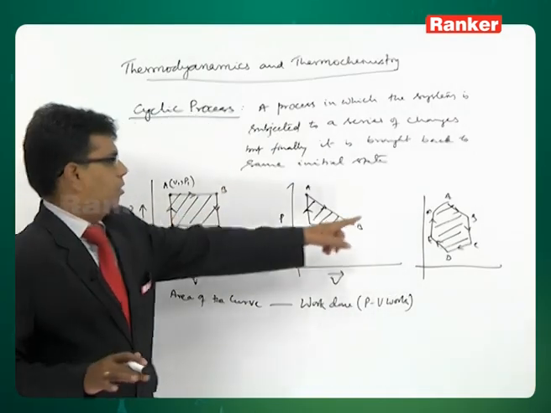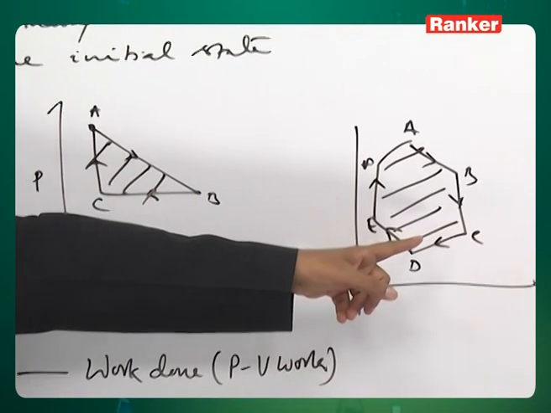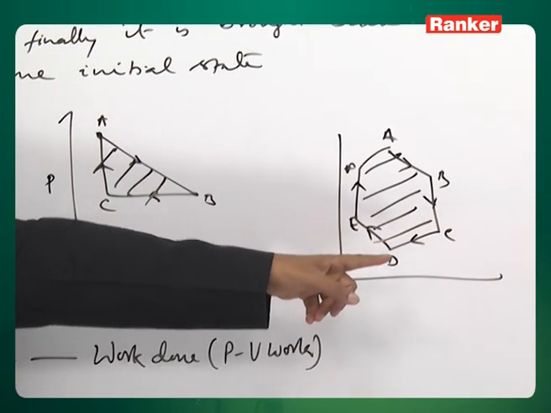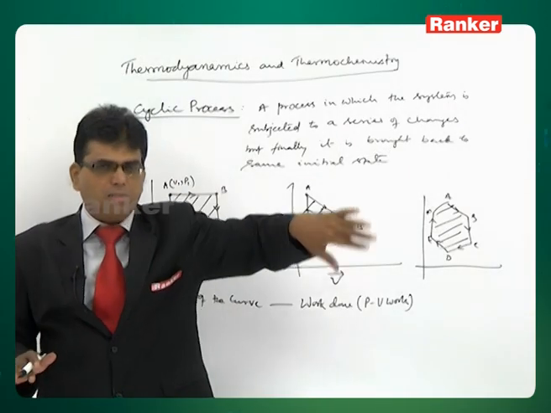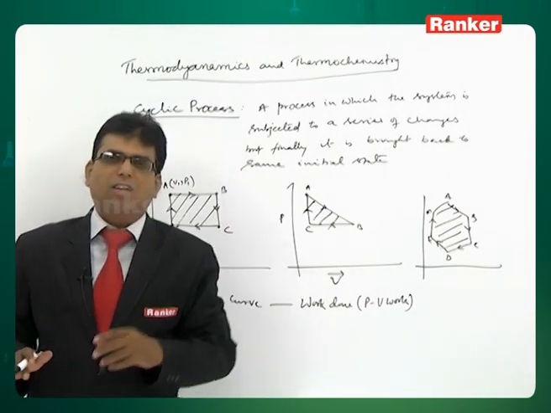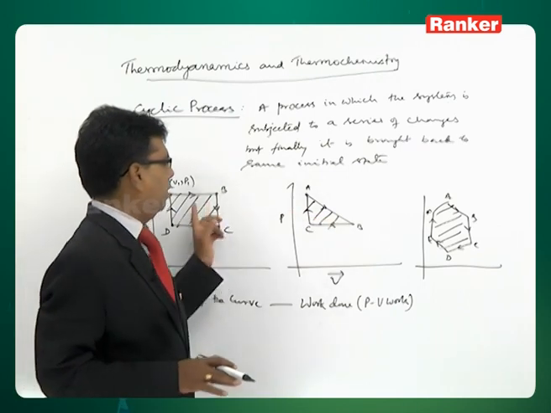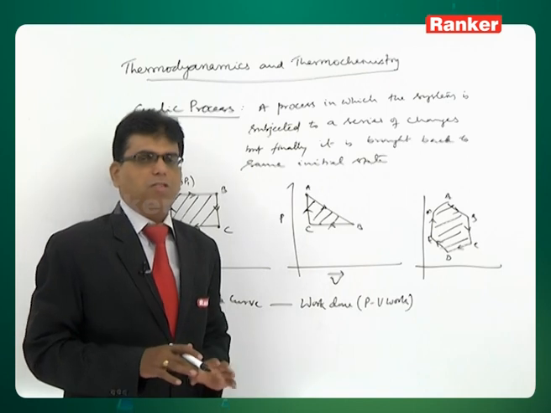For the same change, obviously here as you can see the area will be more. Obviously when you are taking 6 steps, that means starting from home, visiting so many areas and finally coming back, obviously that requires more work. So, it is as simple as that to understand, and all these are said to be cyclic processes.